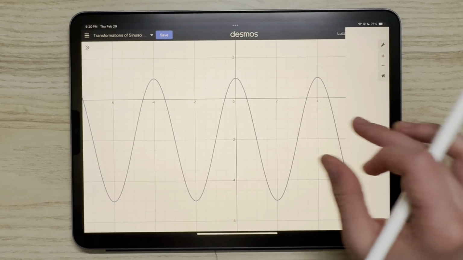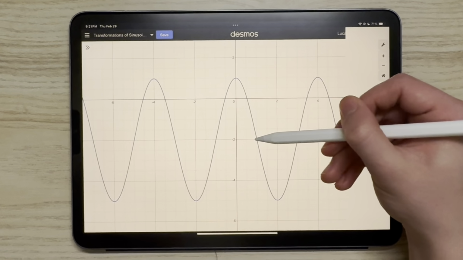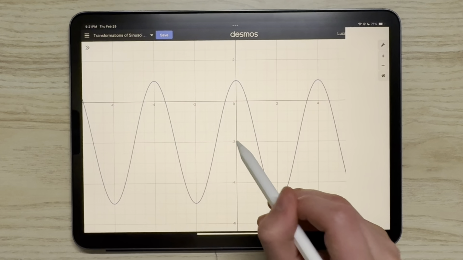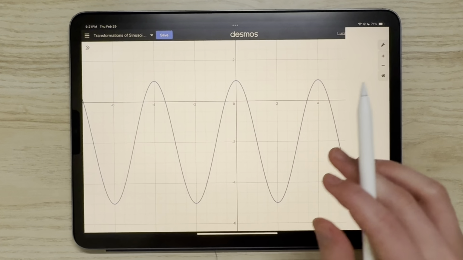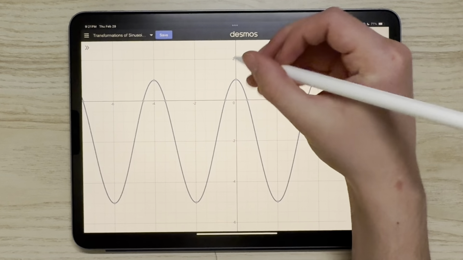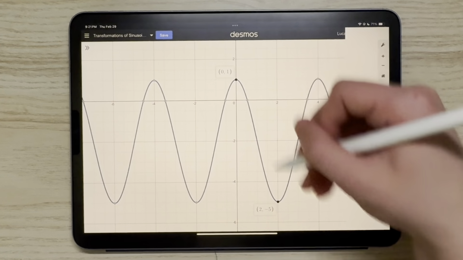The first thing that we're going to do is find the midline. The midline is just going to be the middle, and it looks like right about here, and it's -2. But if you didn't want to guess and you wanted to use math, just find the average of the top and the bottom. Because it's the midline, it's going to be in the middle of the top and the bottom.